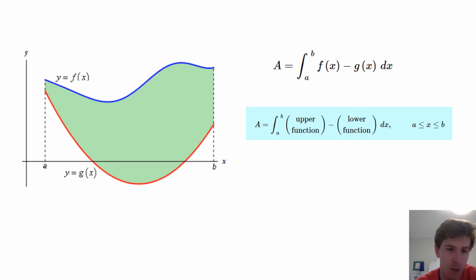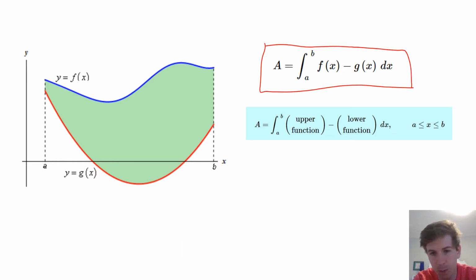So, if we are trying to find this shaded green region, this area between these two functions, f of x and g of x, bounded by the x values a and b, this is going to be our formula right here. It's just the definite integral from a to b of f of x minus g of x. Here's that same formula written out in English as opposed to math notation.